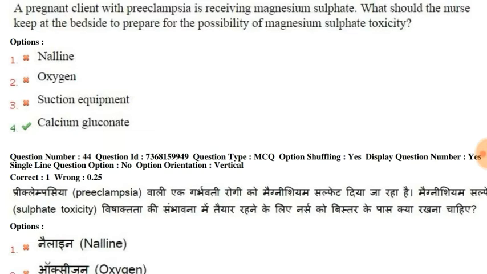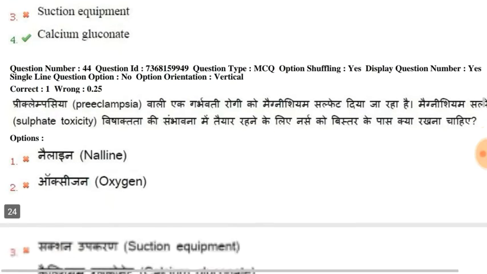Next is, a pregnant client with preeclampsia is receiving magnesium sulfate. What should the nurse keep at the bedside to prepare for the possibility of magnesium sulfate toxicity? There are four options and the correct answer is calcium gluconate. In other words, we can say that calcium gluconate is the antidote for magnesium sulfate toxicity.